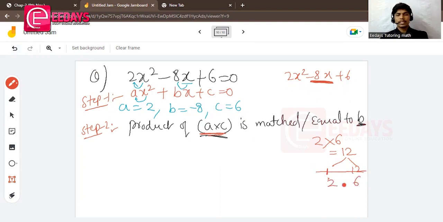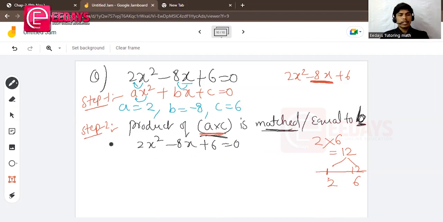Let's try with the 2 and 6. 2 plus 6, 8. It is matching, right? So we have to take 2 into 6. 2, 6. Let's write it here. The question 2x square minus 8x plus 6 is equal to 0. You should equate. That's why I'm writing that it is matched or equal to B.